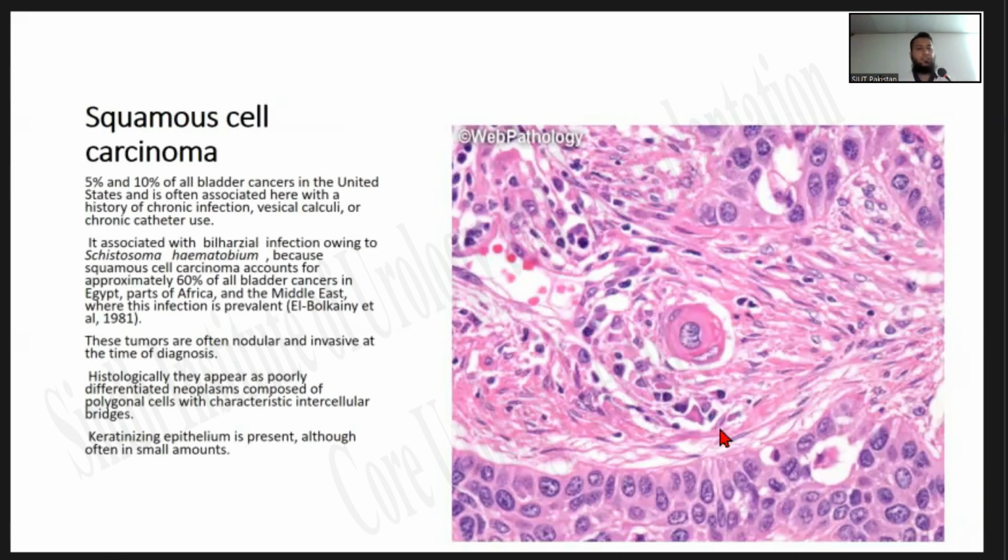In non-transitional cell carcinoma, the most common is squamous cell carcinoma, which accounts for 5 to 10% of bladder cancer reported in the United States and is associated with a long history of infection, calculi, long catheterization history, and infections like we discussed before, schistosomiasis, haematobium. Approximately 60% of bladder cancer in Egypt, parts of Africa and the Middle East is where this infection is frequent. Histologically, it appears as a poorly differentiated neoplasm composed of polygonal cells with characteristic intercellular bridges.